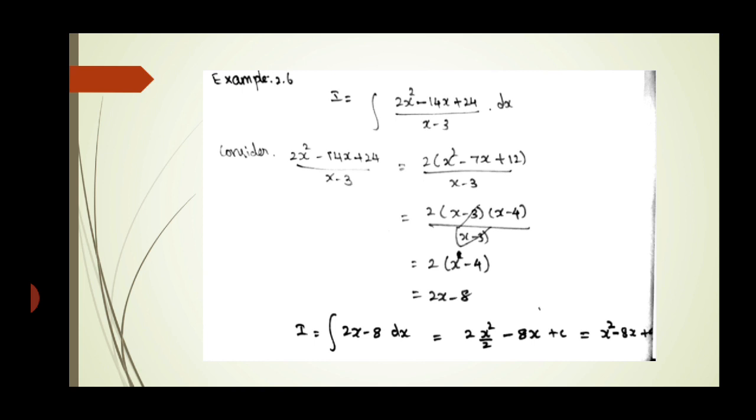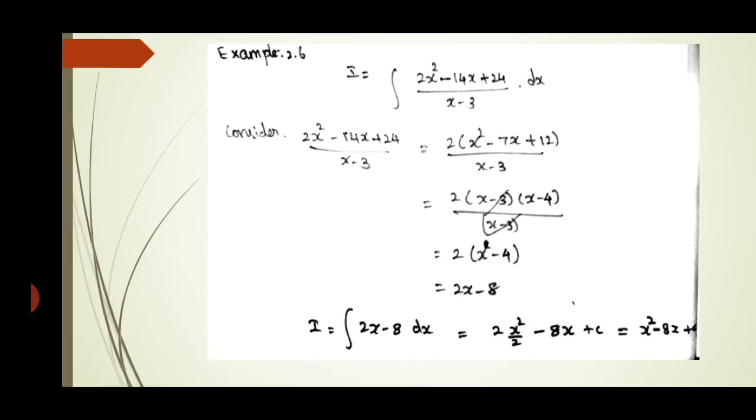And the numerator part, x square minus 7x plus 12, the quadratic polynomial can be factorized as (x minus 3) into (x minus 4). We all know how to do factorization. So in the numerator and denominator, now we can see x minus 3 is common. So cancel it. So what is the remaining part? 2 into (x minus 4). Now multiply the 2 inside again. So what do you have? 2x minus 8. Now instead of the rational expression 2x square minus 14x plus 24 by x minus 3, we can use the equivalent expression 2x minus 8 in the question.